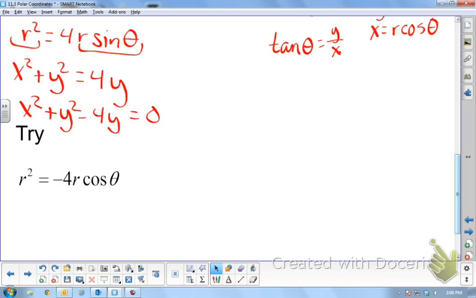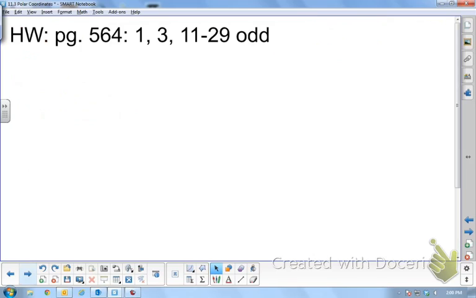So again, we did no calculus today, just some pre-calc review of polar coordinates. We'll start in on some of the calculus with polar coordinates tomorrow.